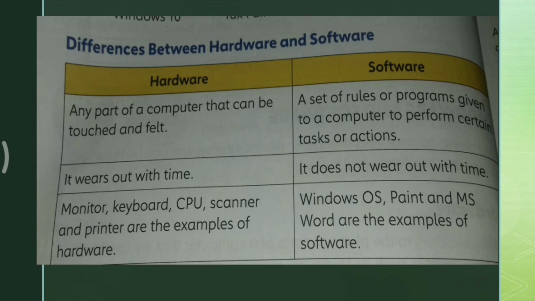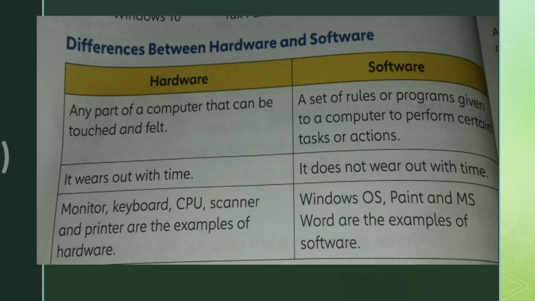And what are the examples of hardware? Monitor, keyboard, CPU, scanner and printer are the examples. And what are the examples of software? Windows OS, Paint, MS Word are examples of software.